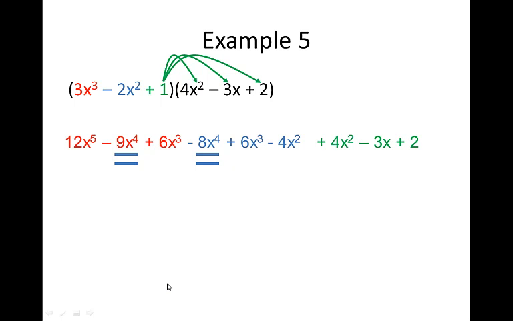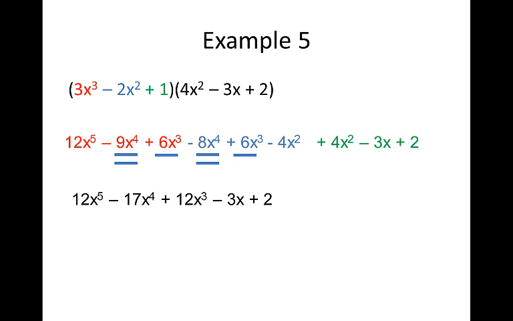Let's combine some like terms. So we have the 9x to the 4th, negative 8x to the 4th, we can combine those, and the 6x cubes we can combine. And then what's going to happen really nicely with the negative 4x squared and positive 4x squared? Good, those cancel. And so we rewrite this, 12x to the 5th, again in descending order, negative 17x to the 4th plus 12x cubed minus 3x plus 2. Because again, these cancel out. And that should be your final answer.